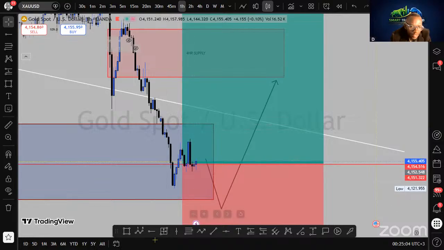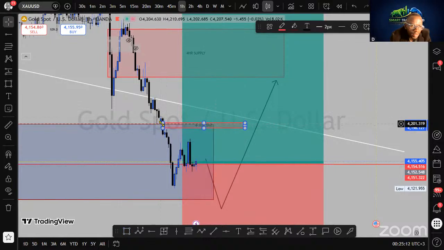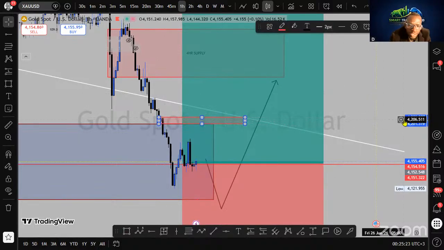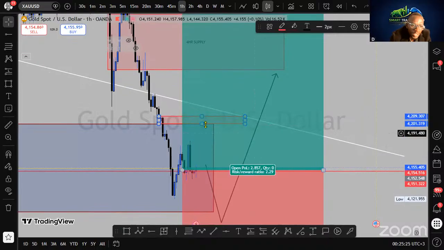We have a very nice fair value gap in the 1 hour. Definitely, we want the market to fill an imbalance. It's not looking like a good one. So definitely I'll just take the whole of this zone. So this is the first area I might be looking at to see if I can get out some little profit.